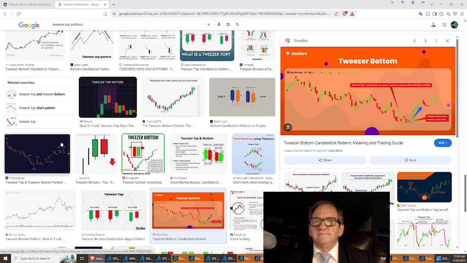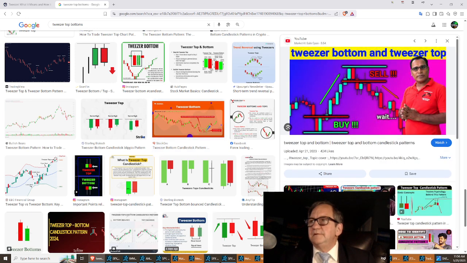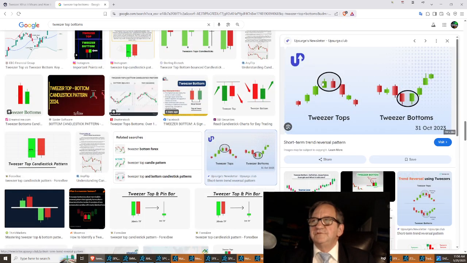And that's what I'm looking for. You can just keep going through these little patterns and draw your little diagram down. Put it up on the wall. Save it in your computer. Tweezer bottom all the way to a tweezer top. And then you could see it lower lows all the way through. Tweezer top, tweezer bottoms.